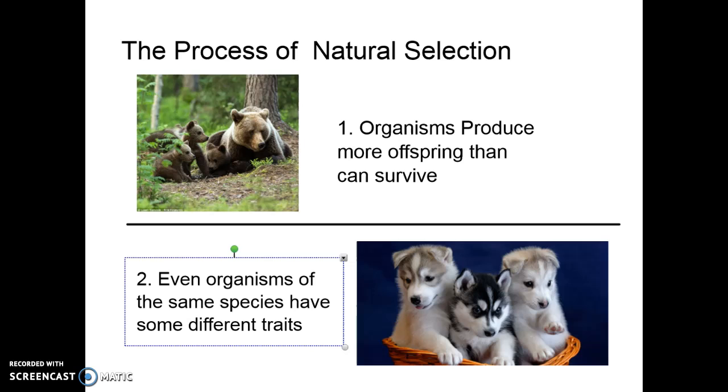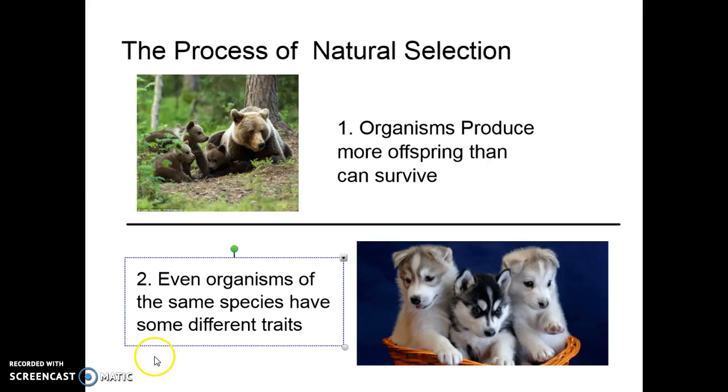Okay, so here's the process of natural selection. These very brief basic steps. You'll get this when you watch the other video as well. So first step in the process, we have organisms that produce more offspring than can survive. It's a fact of life. Here we have a bear that has maybe 4 cubs. Unfortunately, not all of them are going to survive. That's just how it is.